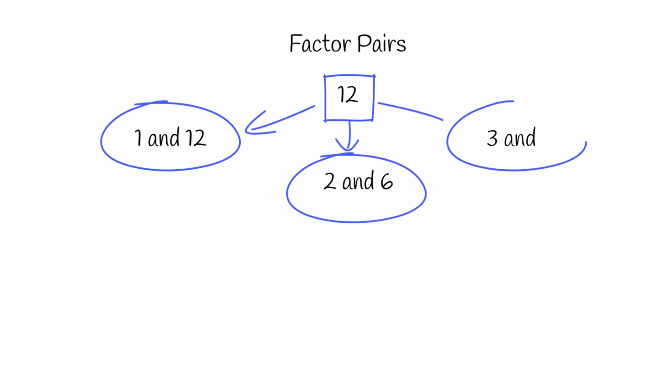Factors always come in pairs, because you need two numbers which multiply together. So the factor pairs of 12 are 1 and 12, 2 and 6, and 3 and 4. For square numbers, one factor pair will have the same number twice. 100 is a great example, because 10 times 10 is 100.